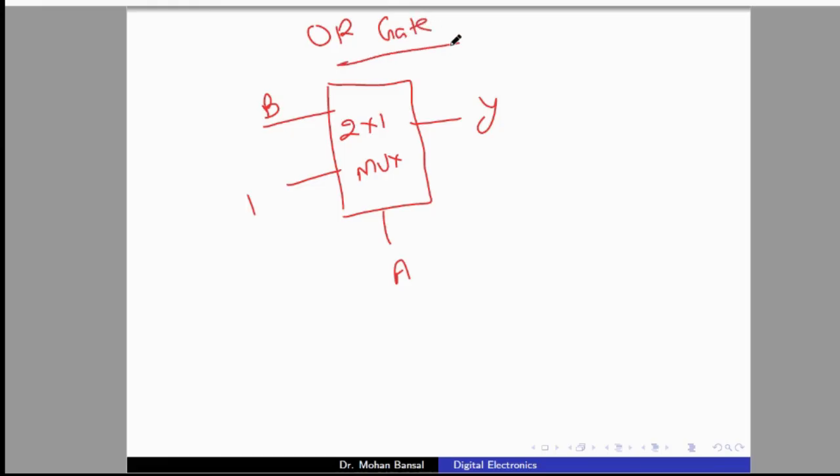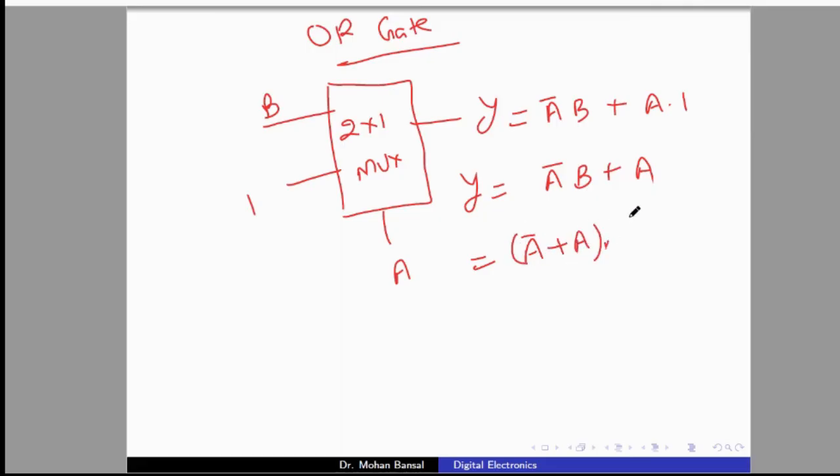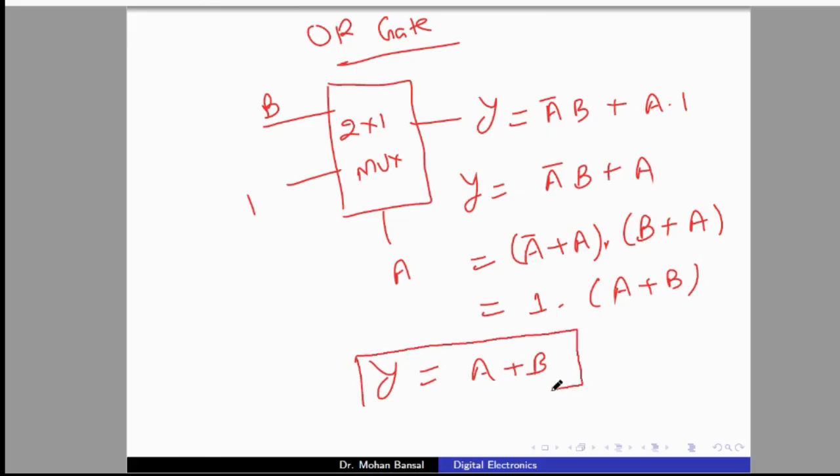Now we'll verify we are getting A plus B or not. So Y is equal to A bar into B as S bar I0 plus A into 1 as S into I1. So we'll further simplify it. For simplification, A bar B plus A can be written as A bar plus A into B plus A by using some Boolean law. So A bar plus A is 1, into A plus B we can write. So this Y is equal to A plus B. So this multiplexer is perfectly fit for the OR gate.